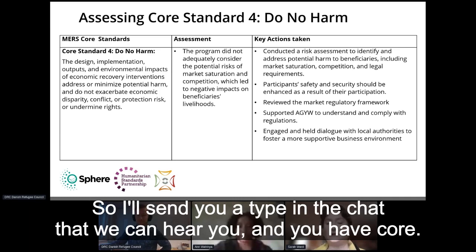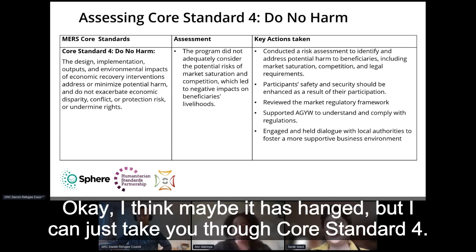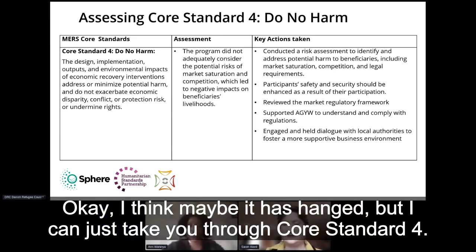So I'll type in the chat that we can hear you, and you have core standard four. Okay, I think maybe it has hung, but I can just take you through core standard four.